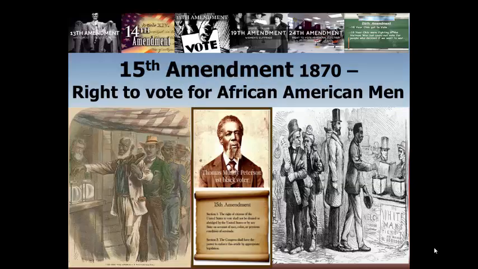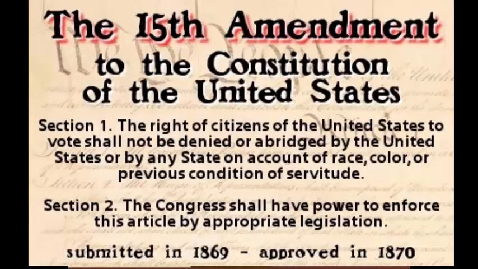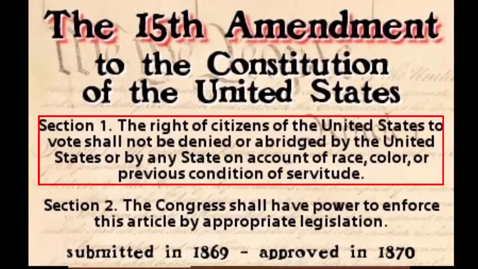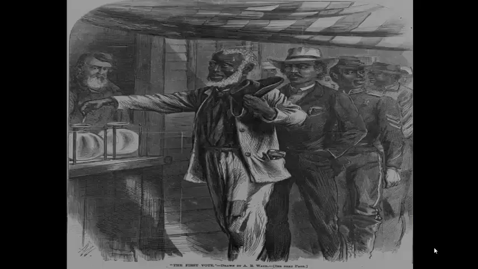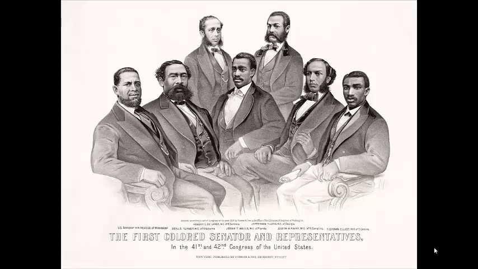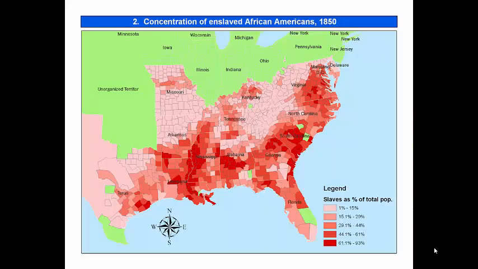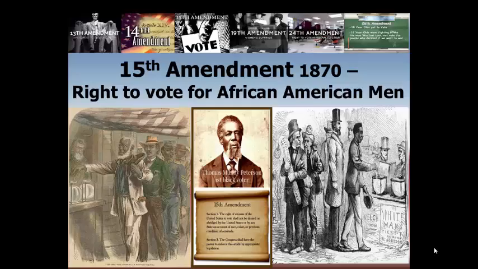Okay, the 15th Amendment, the final of the Civil War amendments, provided voting rights to African American men. It says that, quote, "The right to vote shall not be denied on account of race, color, or previous condition of servitude." And this was a huge step forward for the newly freed slaves. We saw African American men serving in Congress and state legislatures and local governmental positions. Remember, slaves made up the majority of the population in states like Mississippi and South Carolina, and now they could vote for whoever was going to help them.